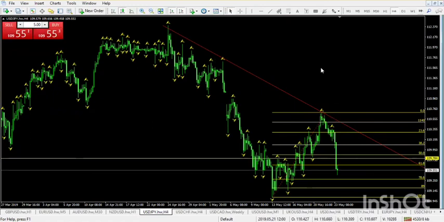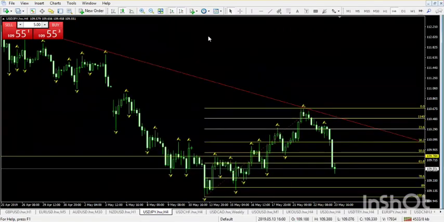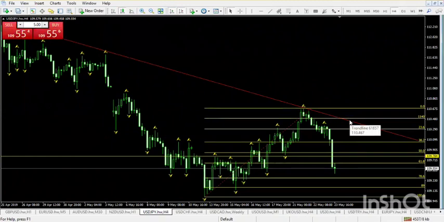Yes, that's correct. Let me zoom in. We have a swing high candlestick here, but it's not completed yet, and it's not bearish, it's bullish. I think we can determine a buy stop or a buy limit here.